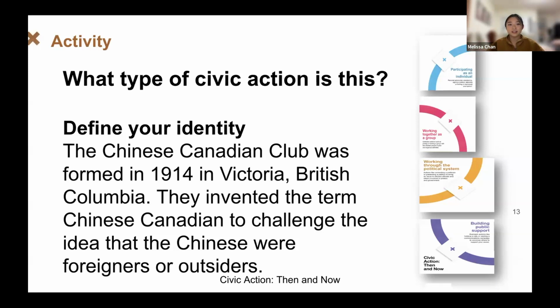And so creating this was shocking at the time. It was unheard of and it was strange and people had looks and it was confusing, but it was a powerful statement to show that this is one type of civic action. And what I love about this too is that the Chinese Canadian Club was formed by high school students, 17-year-olds who decided to invent this term. I find that to be very empowering for our young people today.